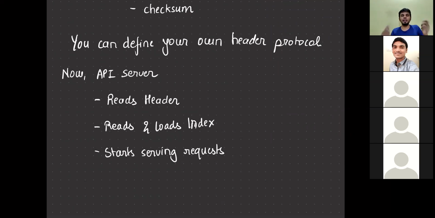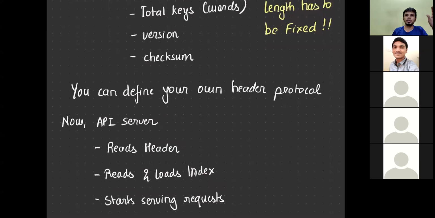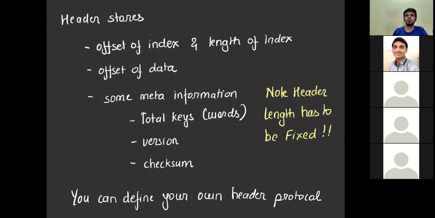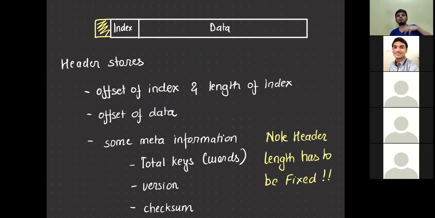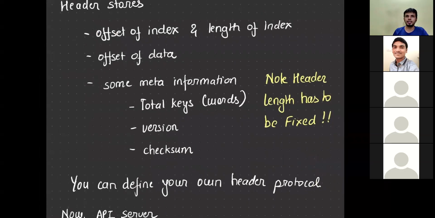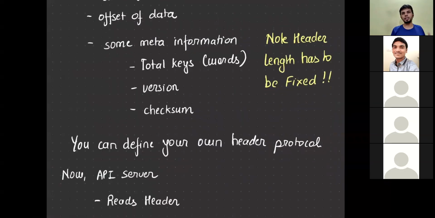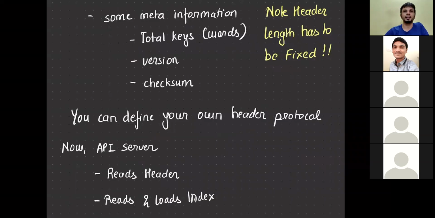Okay, so when we're defining our own storage engine, we have to define our own header protocol. Right. So what kind of information would we want in a header? It is up to us to decide it. So, any question around this design?